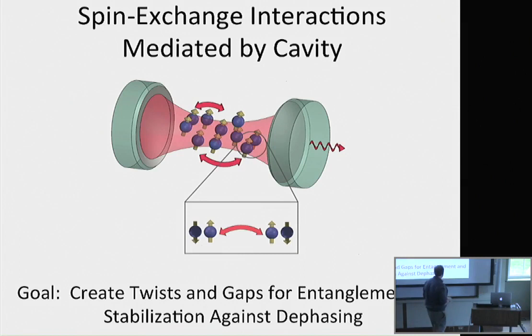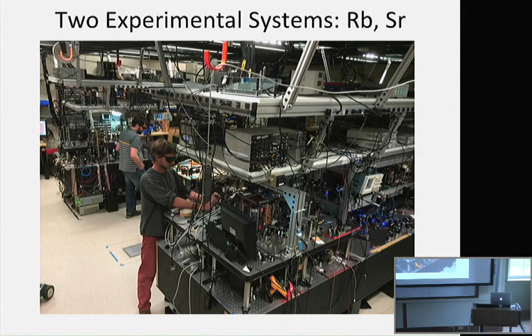The last topic, which is the newest topic, I think this is the second time I've talked about it, it's pretty recent, is actually operating in a regime where we can observe mean field interactions characterizing spin exchange interactions mediated by the cavity mode in this system. Okay. The goal here is that we can create twisting dynamics and create many-body energy gaps for entanglement and stabilization of the many-body state against single particle decays. So those are the three main topics for today. I'm not going to show you very much about the experiments, but here they are.